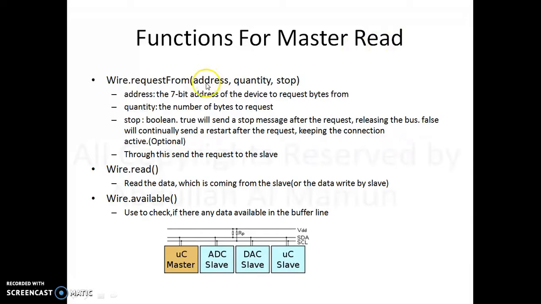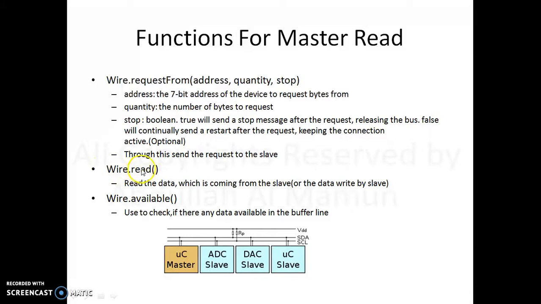The address means the slave address, the address of the slave from which the master wants to get data, and the quantity means how much data you want to get from the slave. That means suppose this master wants to get data from this slave. So in this function the master first has to define the slave address and then the quantity, how much data the master wants to get from this slave. This is this function. And the next function is Wire.read.